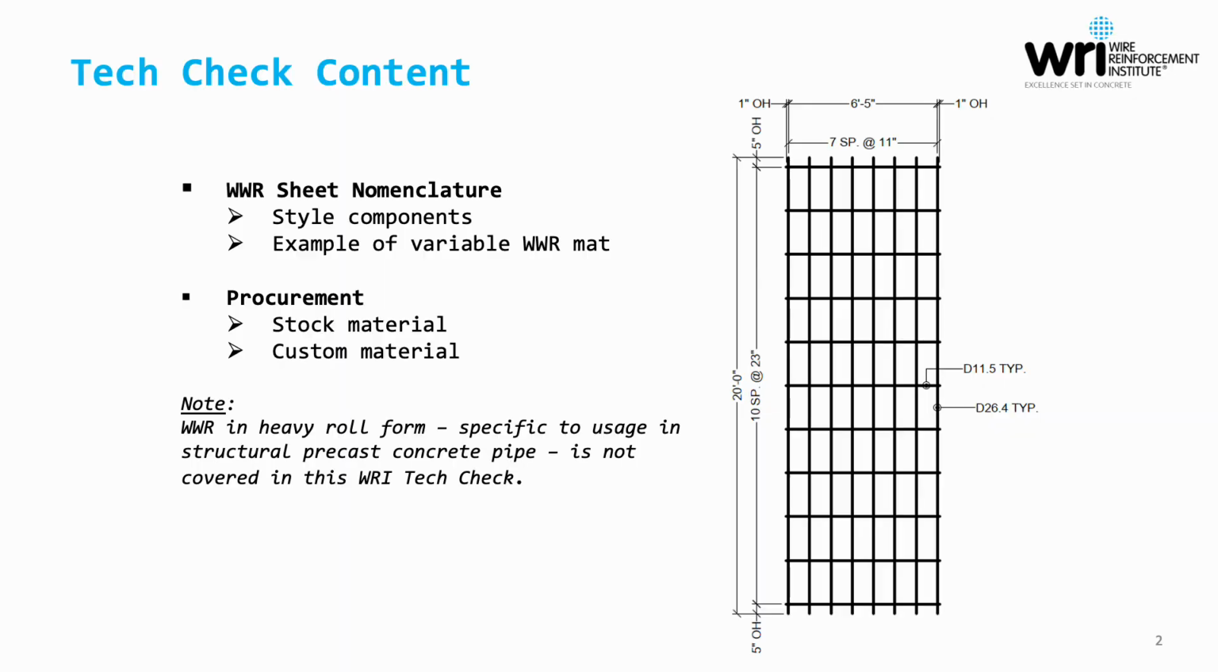In this tech check, we're going to divide our conversation into two parts. First, we're going to talk about welded wire reinforcement sheet nomenclature. We'll discuss the style components that comprise that nomenclature, and then we'll give an example of a variable welded wire reinforcement mat. From there, we'll move into procurement, and we'll talk about stock material and custom material. Note that in this presentation, welded wire reinforcement in heavy roll form, like that which is used in structural precast concrete pipe, is not covered.